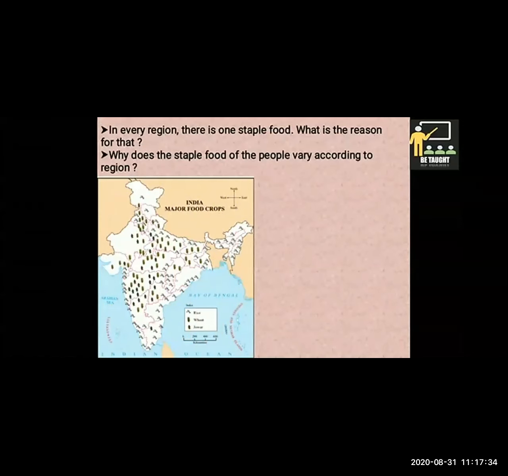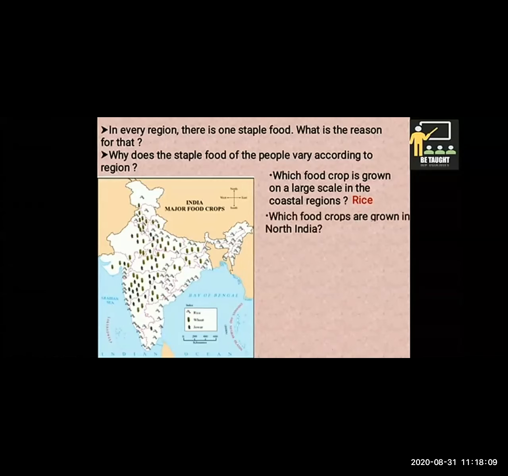Now this is the map of the country India. Let's study the map which is given. Observe the distribution of food crops in the country. Study how the distribution of crops varies in the different regions. Now answer the following questions. Which food crop is grown on a large scale in the coastal regions? Rice is grown. Which food crops are grown in North India? Wheat and jowar. Which is the major food crop in the central region? Wheat.